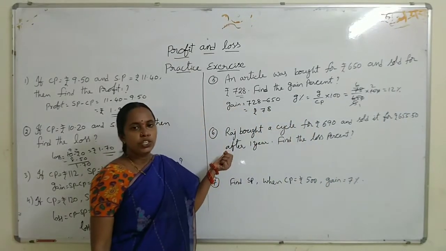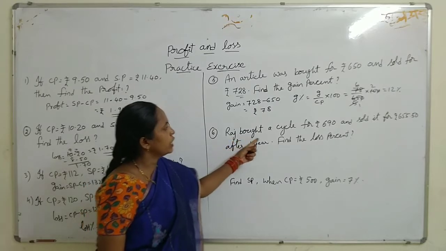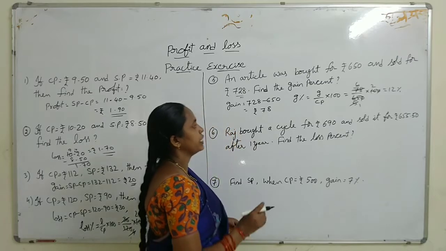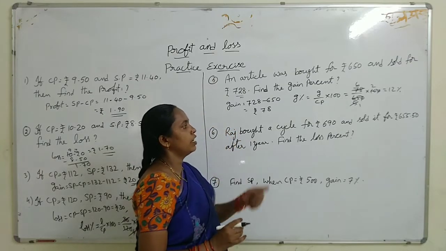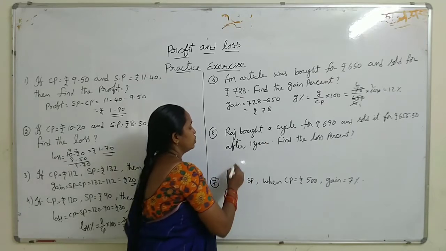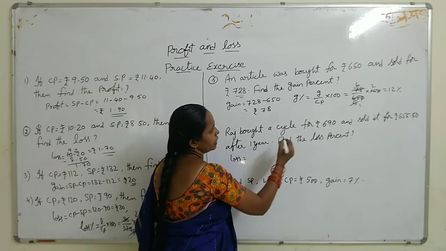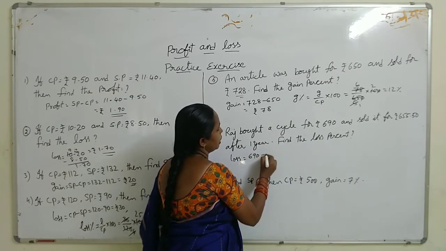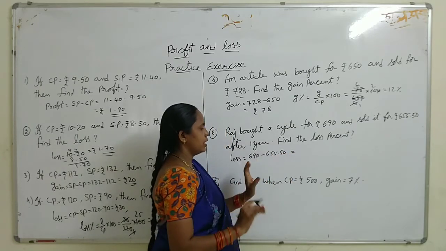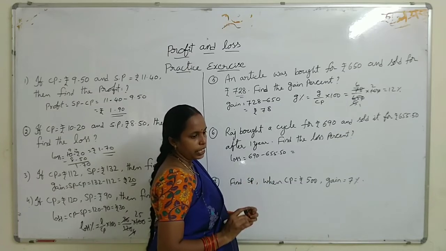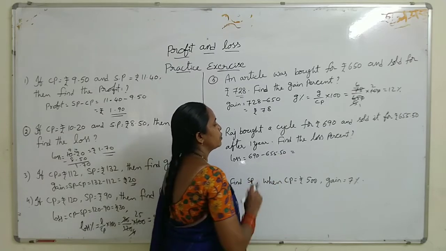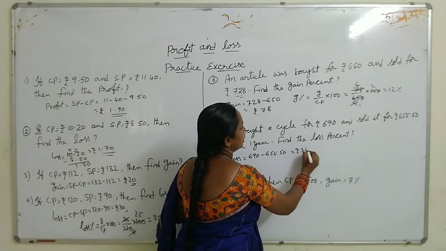Next, question number 6. Raj bought a cycle for 690 rupees and sold for 655 rupees 50 paise after 1 year. Find the loss. So here cost price is greater than selling price, definitely we get loss. So loss equal to cost price minus selling price, that is 690 minus 655 rupees and 50 paise. So 600 minus 600, 0. 90 minus 55 is 35 rupees. 35 minus 50 paise, that is 34 rupees 50 paise.